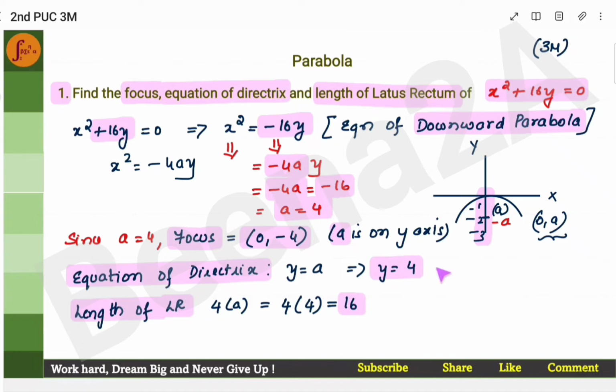Now, a is equal to 4. But focus should be negative of a, right? Focus should be 0 and negative a. This is the focus because it's a downward parabola. So, 0, what is a? a is 4, so minus 4. So, this is the focus.